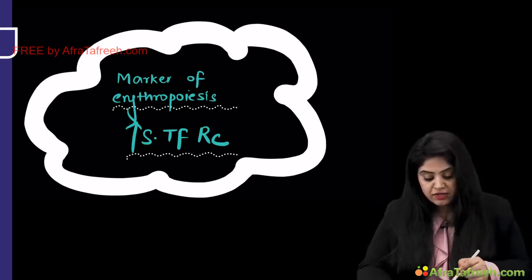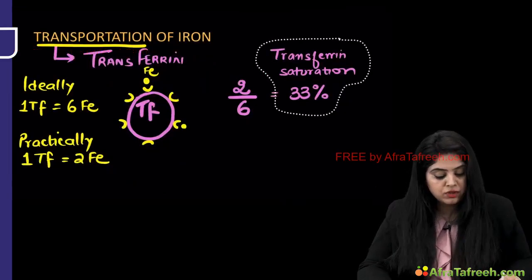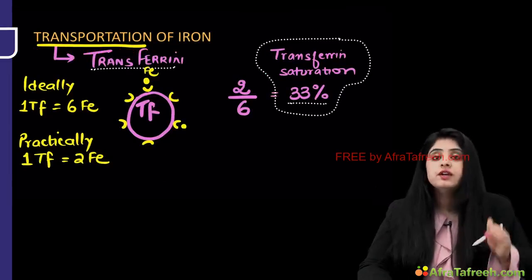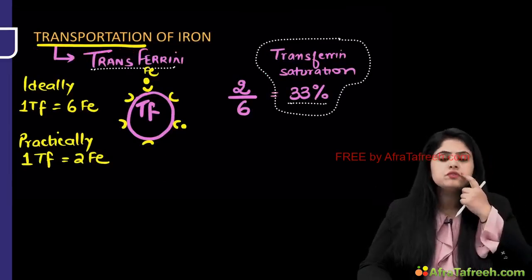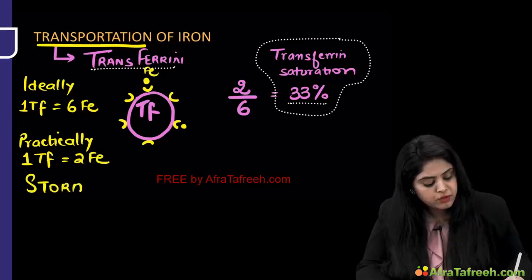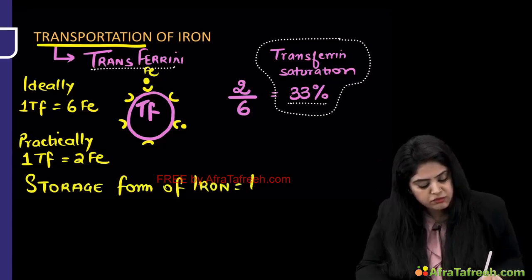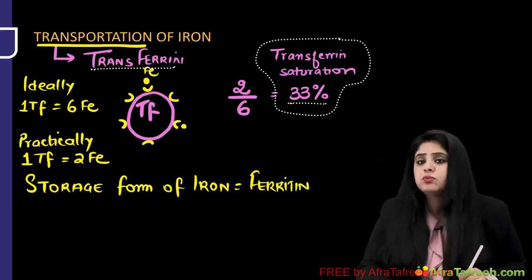What have you understood? You have understood everything about the transport form. You have understood everything about transferrin. You have understood the normal saturation is 33%. But what is the storage form of iron? That's the next question. The storage form of iron is different. Very common confusion that happens among students. The storage form of iron is ferritin. Don't get confused between these two, please.